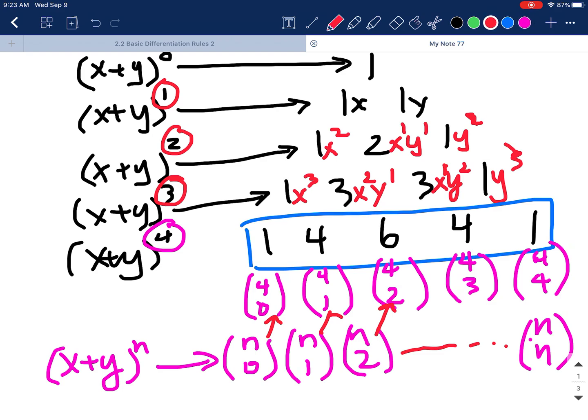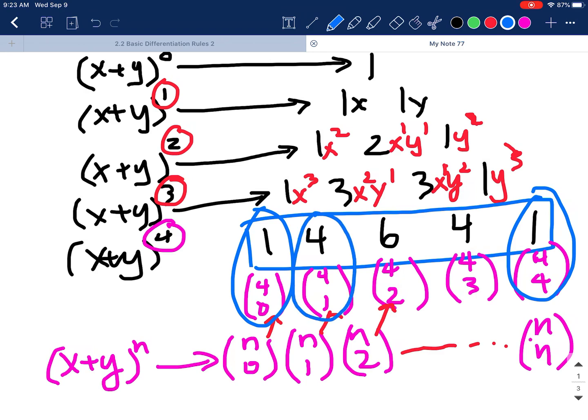And we'll note that n choose n is 1, and n choose 0 is 1. So we always get the ones on the outside. And then if I do n choose 1, I get n, right? So 4 choose 1 is 4, 3 choose 1 is 3. So those will be kind of the important ones that we want to look at.